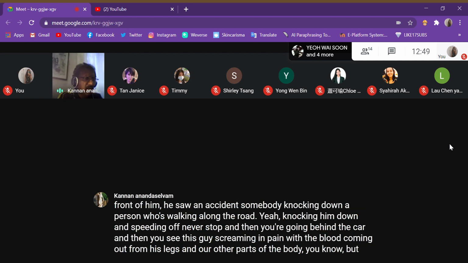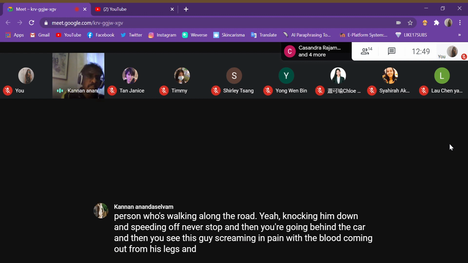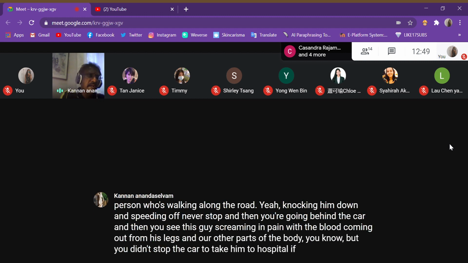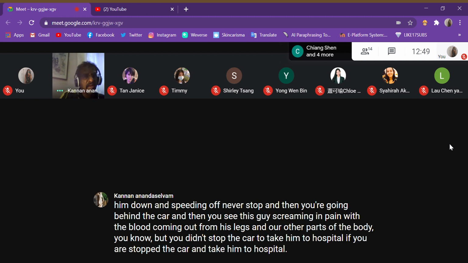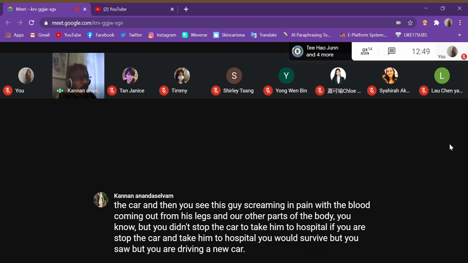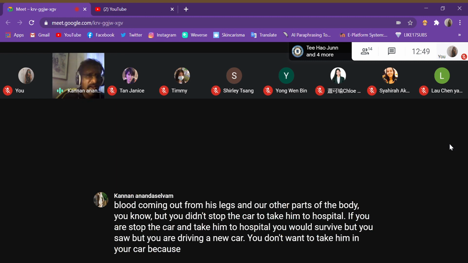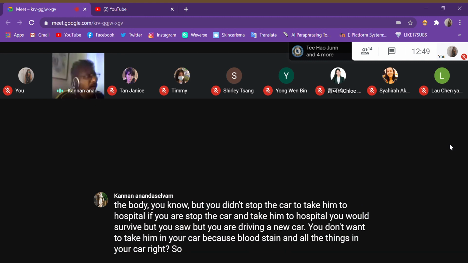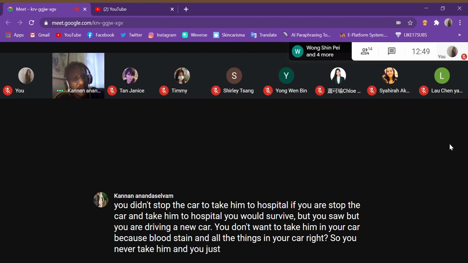But you didn't stop the car to take him to the hospital. If you had stopped the car and taken him to the hospital, he would have survived. But driving a new car, you don't want to take him in your car because of the blood stains and all the things in your car, right? So you never take him, you just wave bye-bye, he peacefully dies off, and you drive off.